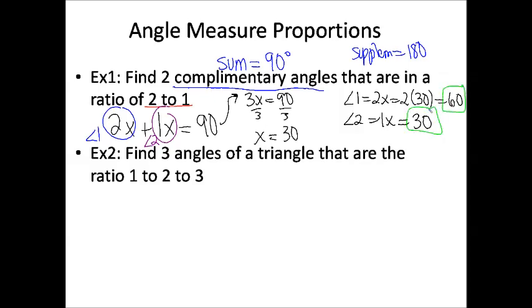Yeah. Where did you get 30? When I added these two together, 1 plus 2 gave me the 3. And then I divided both sides by 3, and that's where that 30 came from.